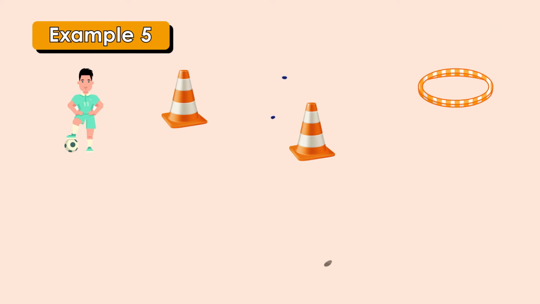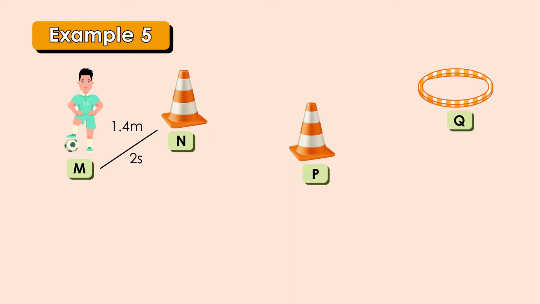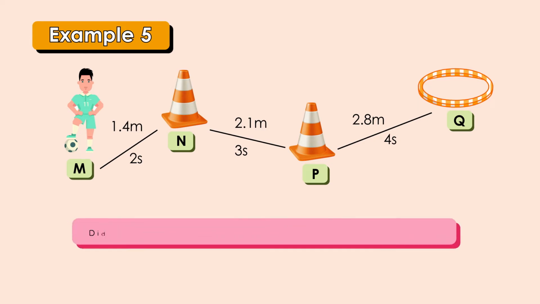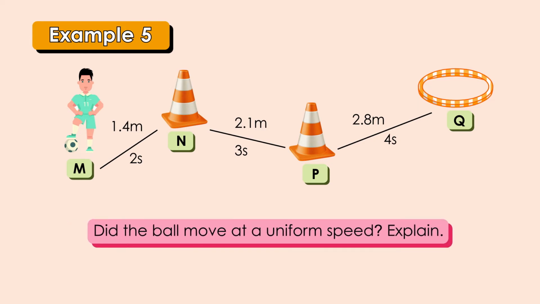Now, let's have a look at another example involving speed, distance, and time. John kicked a ball from point M to Q. It passed through N and P. It takes 2 seconds for the ball to move from M to N, which is 1.4 meters. Then the ball moves 2.1 meters from N to P, which takes 3 seconds, and another 4 seconds from P to Q, which is 2.8 meters. Did the ball travel at uniform speed? Can you explain?